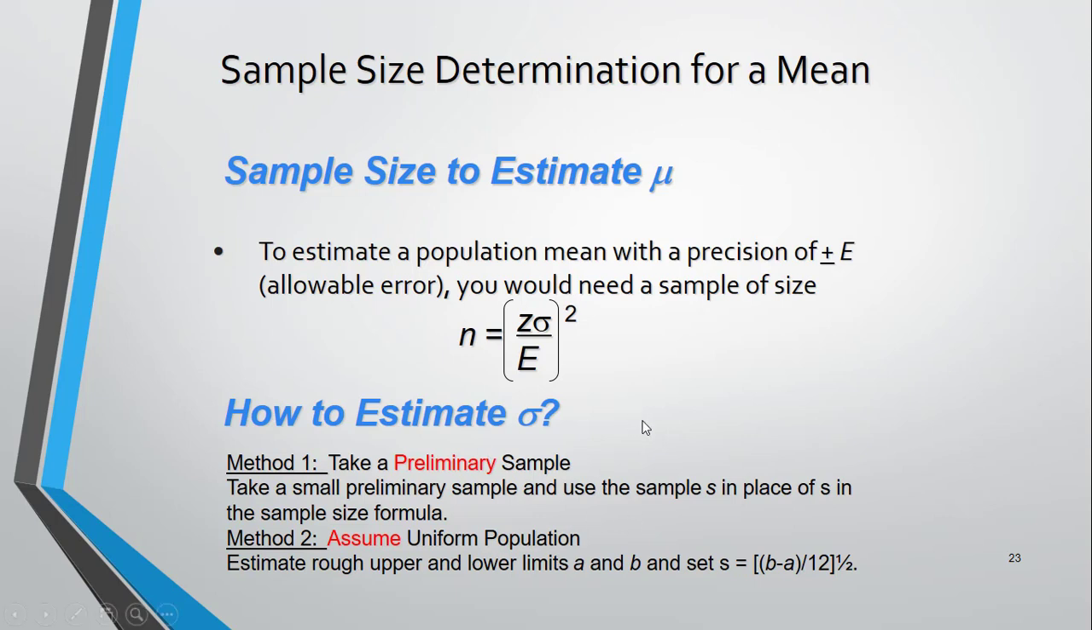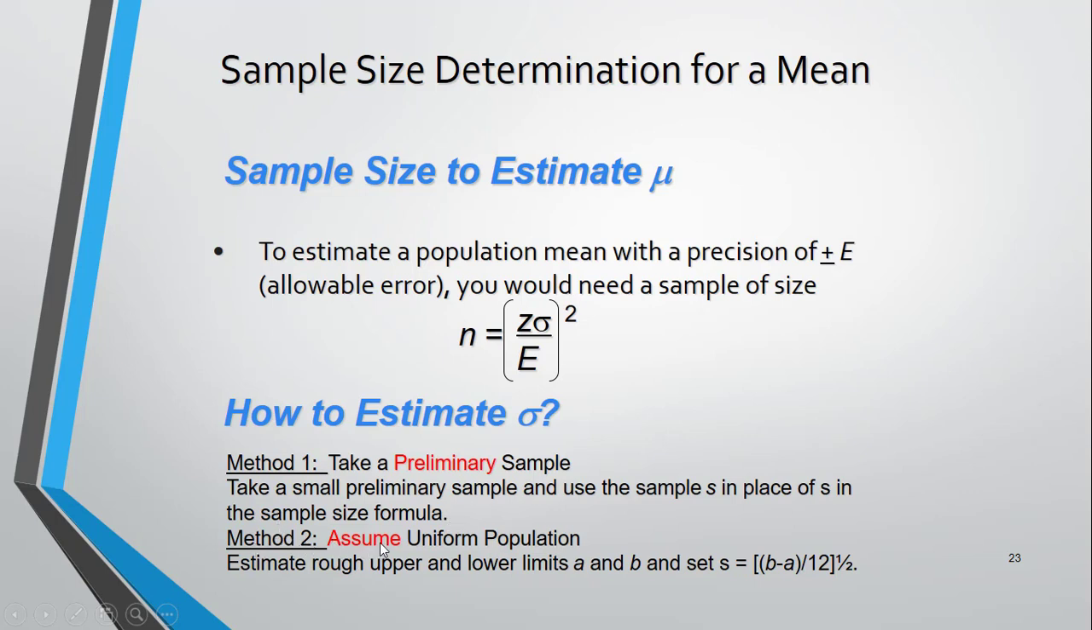This gives you an idea of estimating the sample size. To estimate the population mean with precision of plus or minus e, that's the sampling error, allowable error, you will need a sample size of n equals z times sigma divided by e, squared. And how do you estimate sigma, the standard deviation? The first method is you take a small preliminary sample and use the sample standard deviation s in place of sigma in the sample size formula.